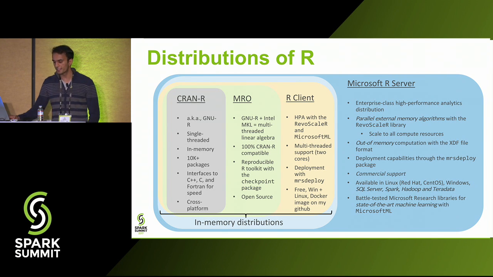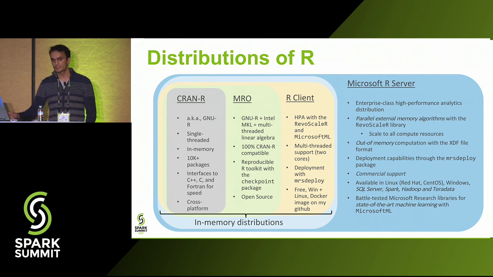In order to really get that true out-of-memory and distributed opportunity, we have a new data store called XDF, which is kind of like a Parquet data structure. It's a column-oriented data set that's chunked by rows, and it can be saved in HDFS or on disk locally.